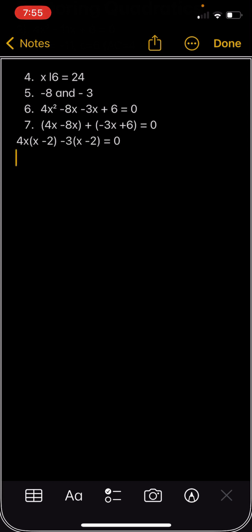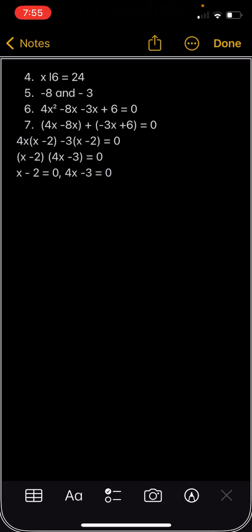So we can factor that out into a bracket by itself. We can do it like this. The first bracket we have x minus 2, and the second bracket we have 4x minus 3. So now we can go ahead and solve for x by setting both of these brackets equal to 0. So let's go ahead and do it like this.